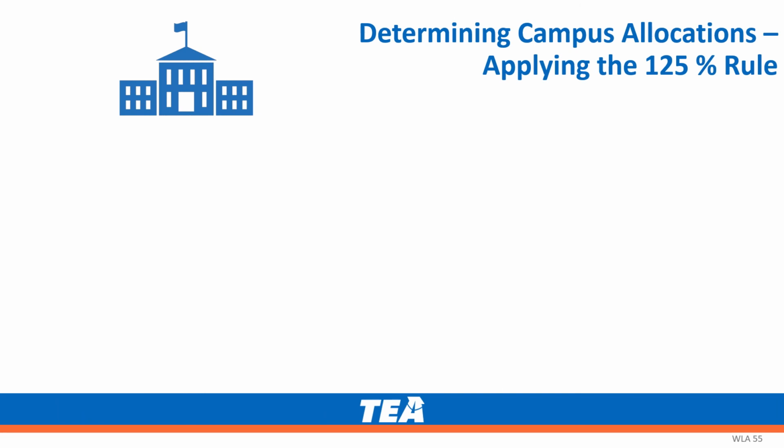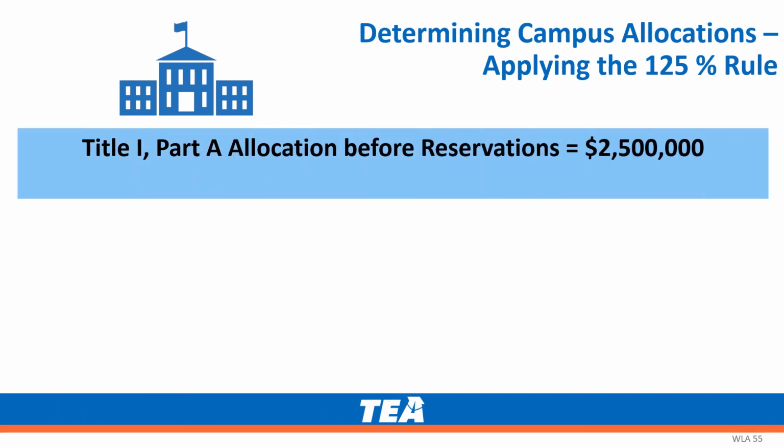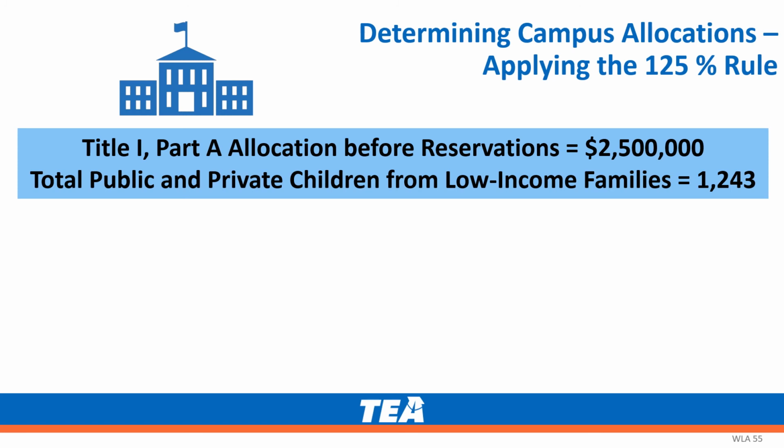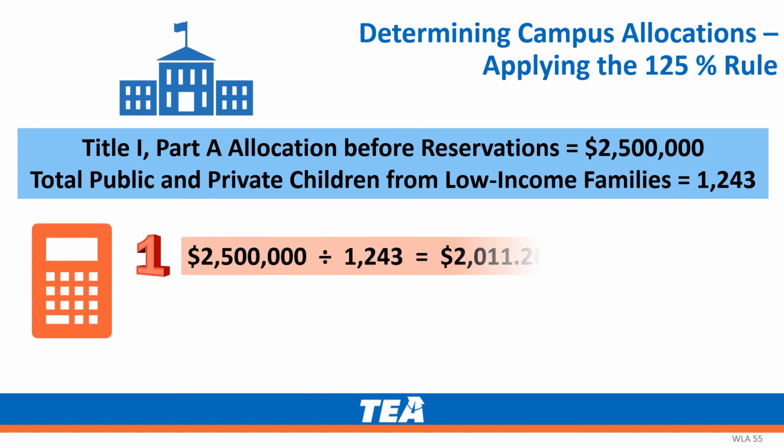In this example, the LEA's total Title I allocation before any reservations is $2.5 million, and the total number of public school and private school low-income children in the LEA is 1,243. Thus, for step 1, we calculate 2.5 million divided by 1,243, which gives us $2,011.26. That is the LEA's allocation per low-income child.